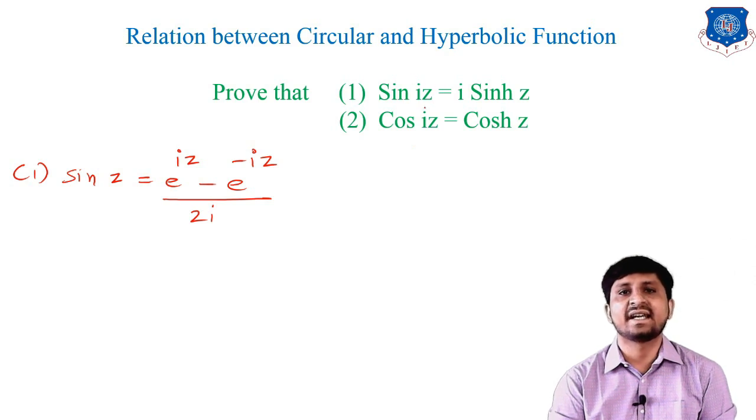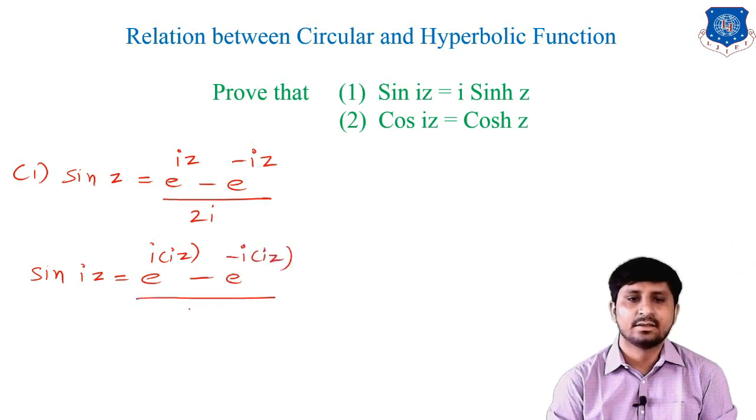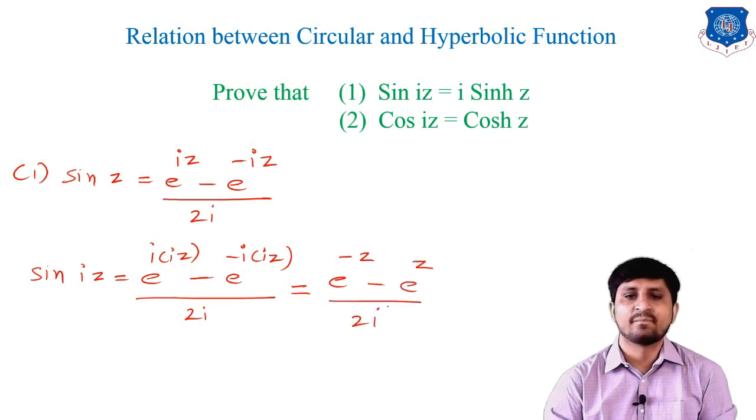On the left hand side I have sin iz. So sin iz can be written as e raised to, now instead of z we have iz, so I into iz, minus e raised to minus I into iz, divided by 2I. Now you can see this is e raised to I square z. We know that I square is minus 1. So that can be written as e raised to minus z minus e raised to z divided by 2I, and we can multiply with I and divide by I.